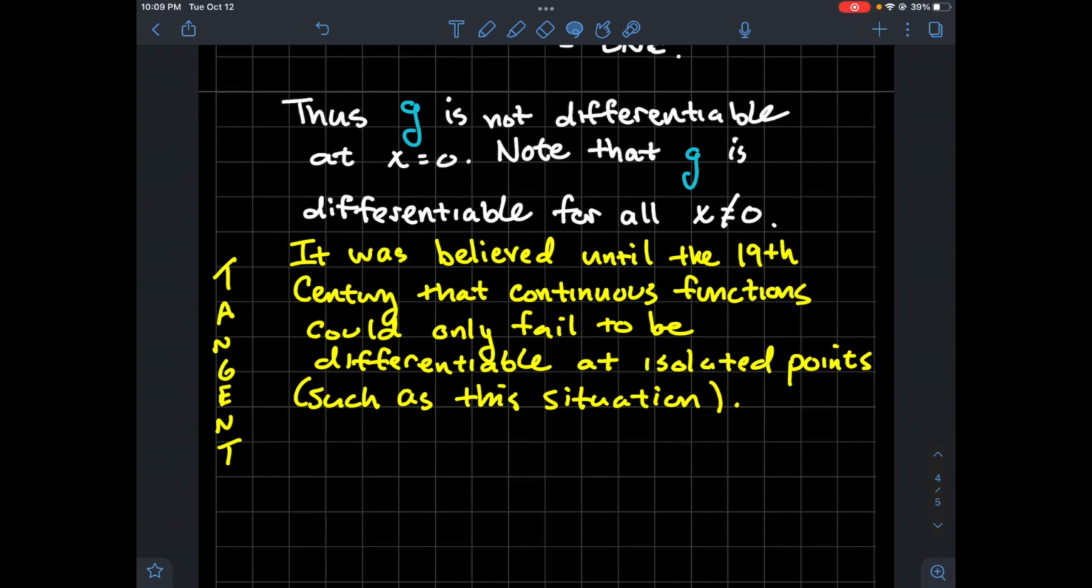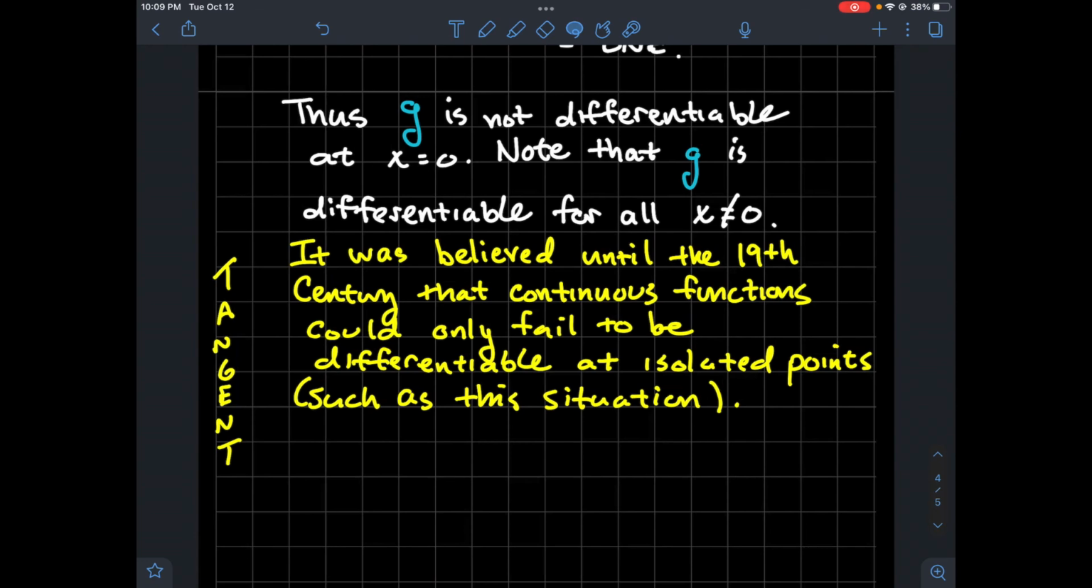And that's this situation, where I've got a function that's continuous, x times sine of 1 over x. It's continuous everywhere, right? But x equals 0 is sort of this weird point that hangs out on its own where it's not differentiable. So some mathematicians thought that this was kind of the only behavior that continuous functions could have. So most of the time, continuous functions are pretty nice and differentiable, right?